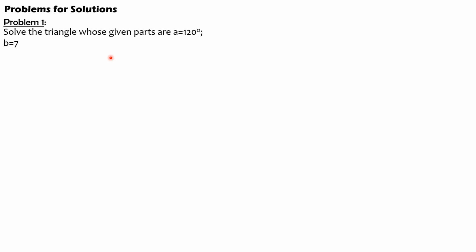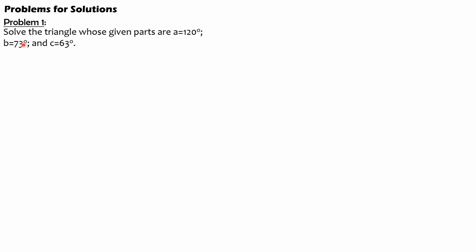Here is the video presenting the solutions to selected problems in plane and spherical trigonometry 4. So here are the problems. First, we have to solve the triangle whose given parts are A 120 degrees, B 73 degrees, C 63 degrees.